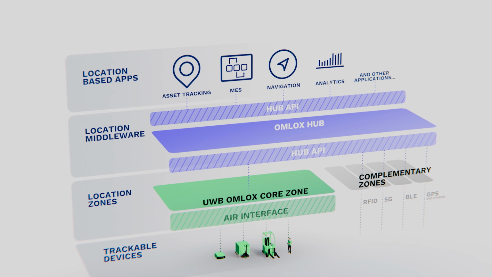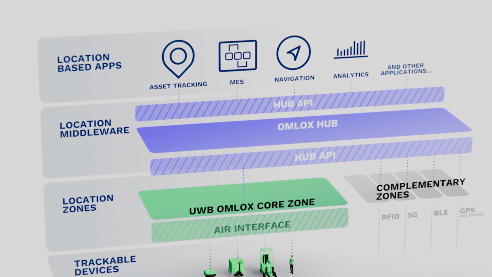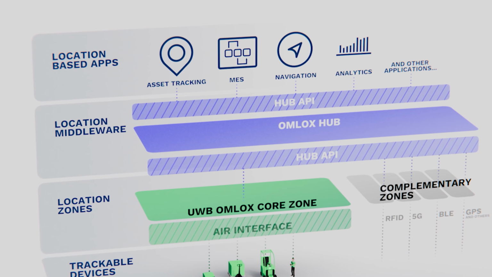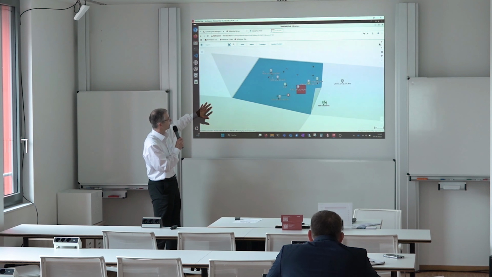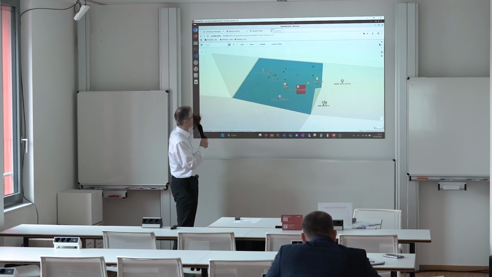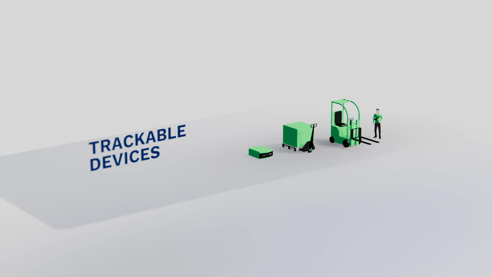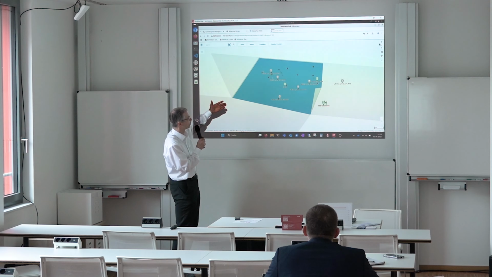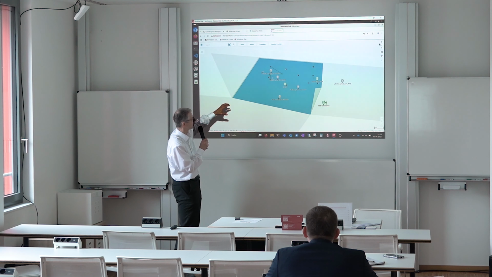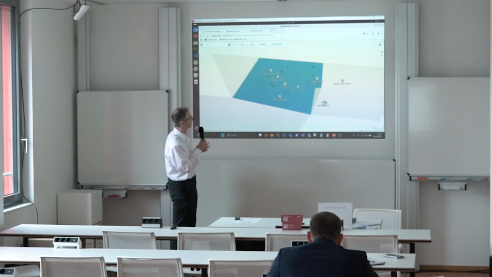Omlox consists of several elements. The middleware is an omlox hub specified in behavior and an API, and this is a view on the omlox hub. In the omlox hub, what we presented here for the live view, we have included one omlox core zone with tags from different vendors. We also allow the tracking of untagged objects. Also, this is already defined.